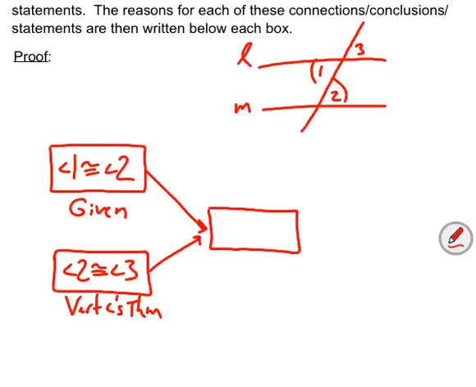This is why I like this, because it actually shows the flow of logic a little bit better. What we can say is that angle 1 is congruent to angle 3, and of course that's our transitive property of congruence.